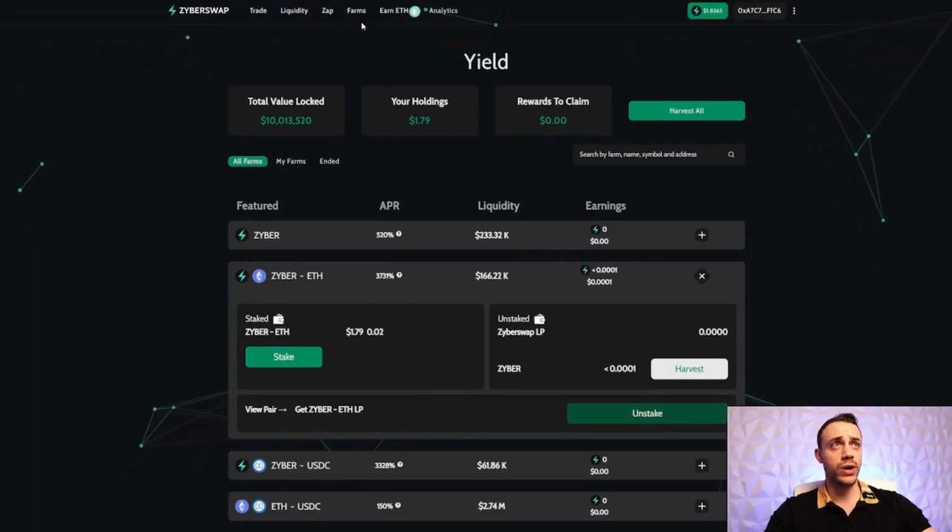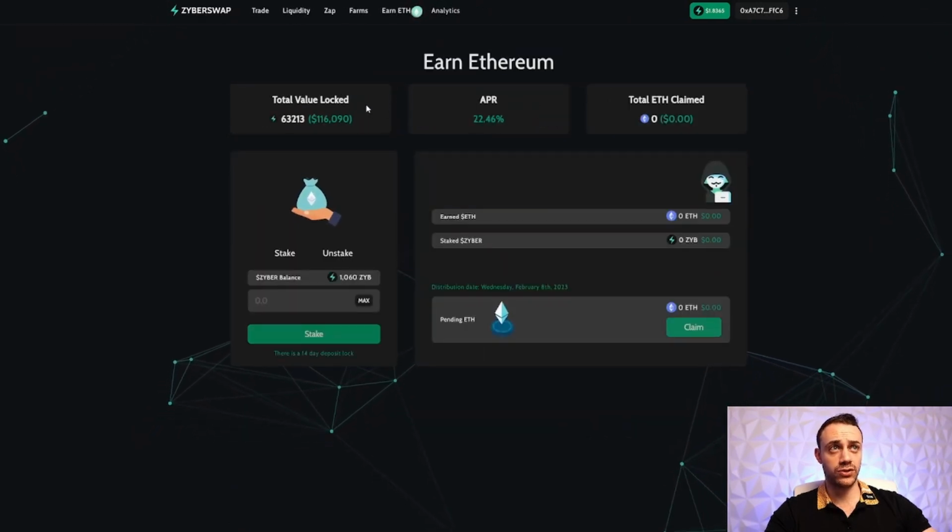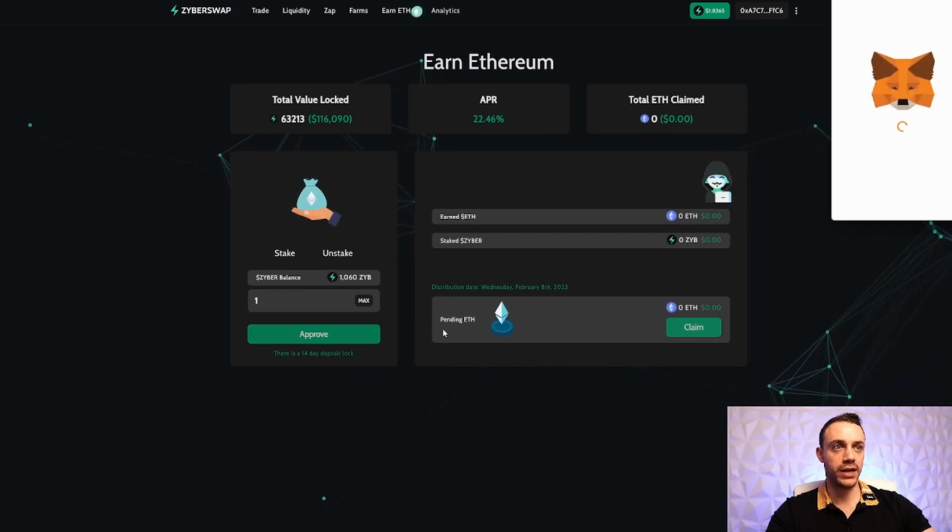So I just showed you how to provide liquidity and add that to a yield farm. You can also just directly stake ZYB tokens and earn rewards in Ethereum weekly. And again, this is paid out by the fees the protocol generates. So this is a sustainable yield here. All right, so if you want to, you can go ahead and stake your tokens. I'll show you how to do that.